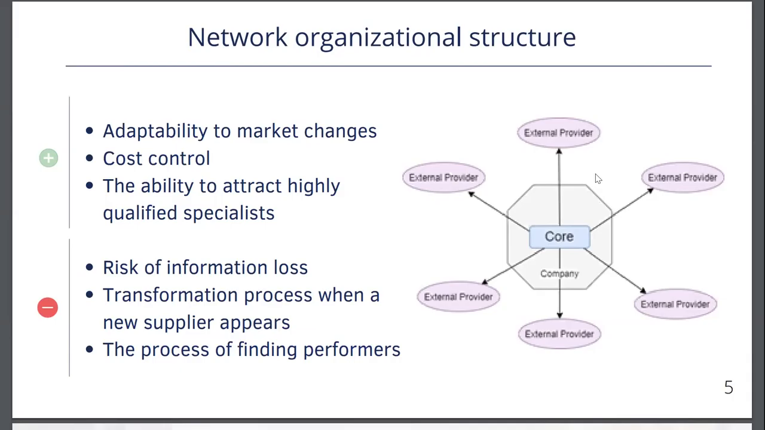About the pros: companies using a network structure can react quickly to market changes. They can also control their costs and have the ability to attract highly qualified specialists. About the disadvantages: because of the big number of external providers, there is a risk of information loss. In the transformation process and with a new supplier, we need to reorganize the structure. And sometimes the process of finding performers becomes difficult.